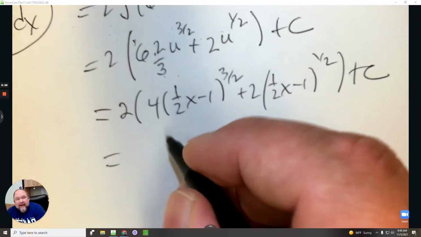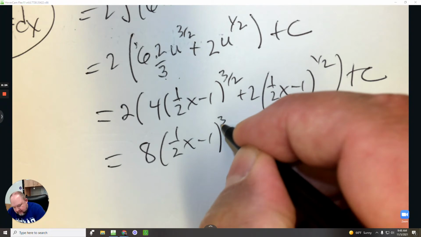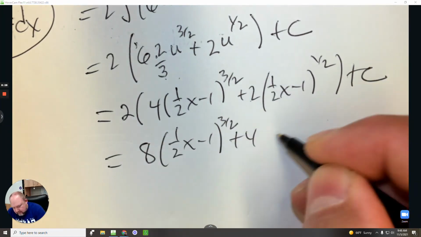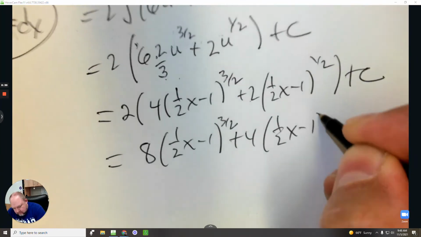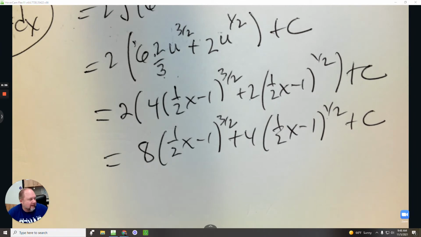And then if you like, you can now distribute the 2. So that's 8. The exponent 3/2 means I can't distribute there. 2 times 2 is 4. Again, the exponent 1/2 means I can't distribute there. And you have your answer.